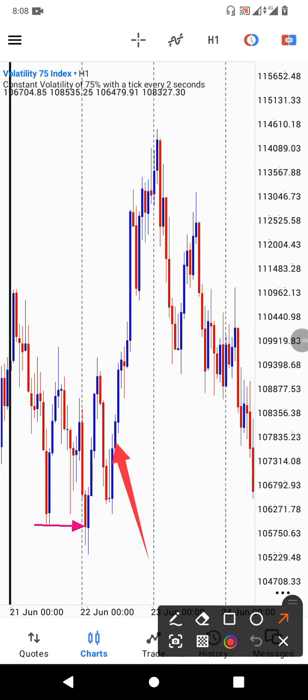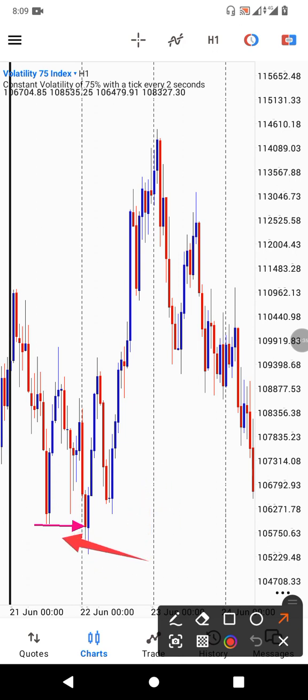So, another kind of entry. Note that with this entry I'm teaching you, there is a high tendency of missing quite a number of trades, but that shouldn't be a problem. Missing a trade is not a flaw. It is actually maturity, that you're not running after the market.